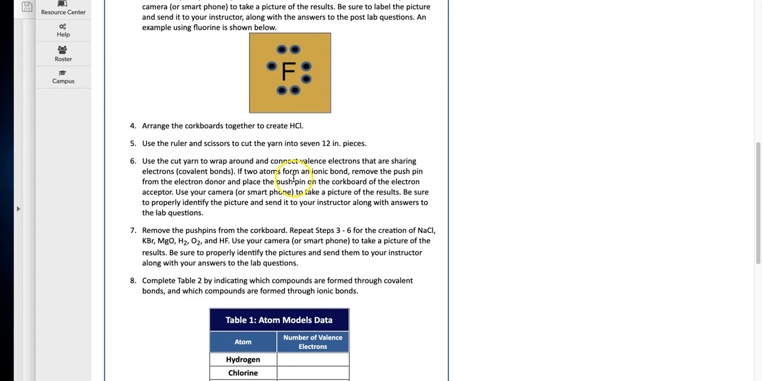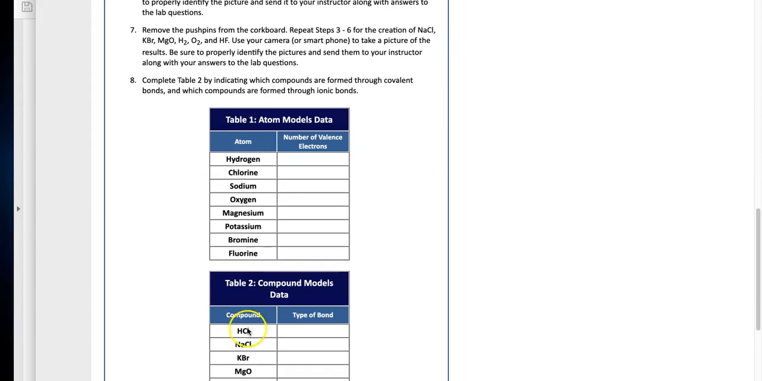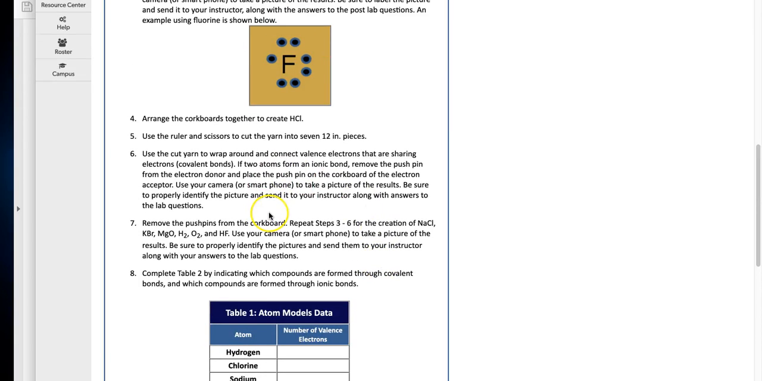All right, so once you've got your yarn, if it's again covalent, wrap around and show that they're sharing. If it's ionic, remove a push pin from the electron donor, that's the metal, and give that push pin to the non-metal electron acceptor. Use your camera, take a picture of the results. Make sure you identify, label the picture so I know what it's the picture of. For instance, sodium chloride, and that it's ionic. And you'll save that for what you're going to do in the test and quizzes area.